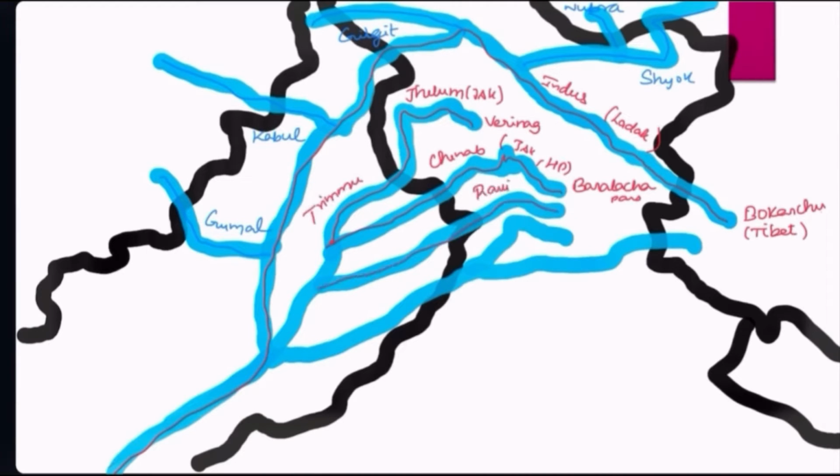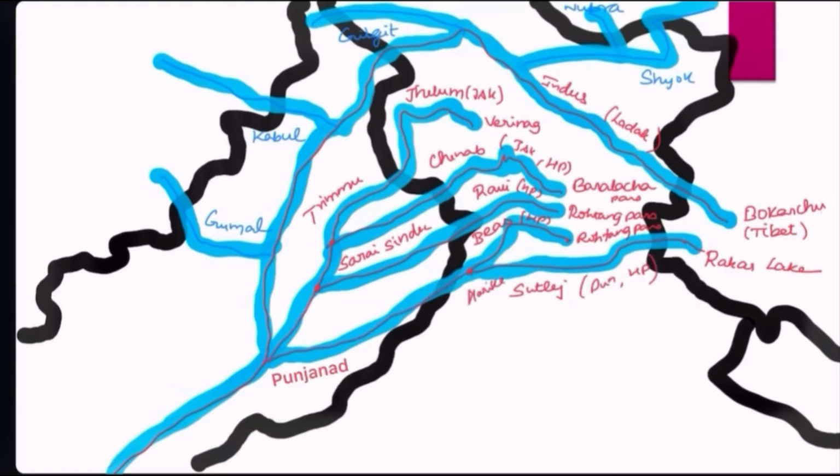Ravi river originates from Rohtang Pass. It passes through HP and joins Chenab at Sarai Sidhu. The Beas river has its origin from Rohtang Pass and it passes through HP. Finally, the Satluj river has its origin from Rakshastal Lake. It joins Beas at Harike. Finally, all these rivers join at Panchnad.